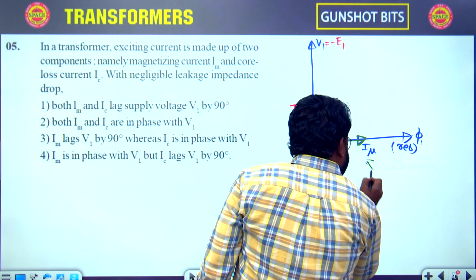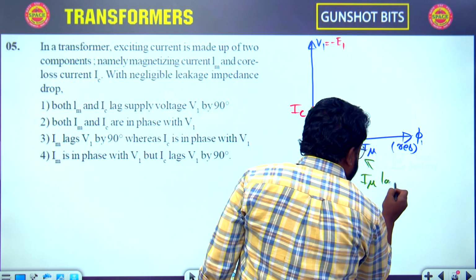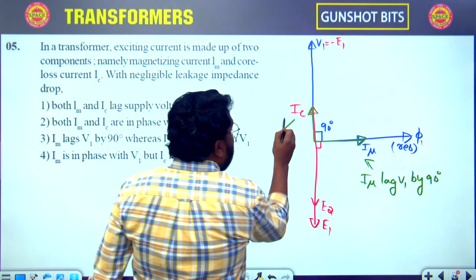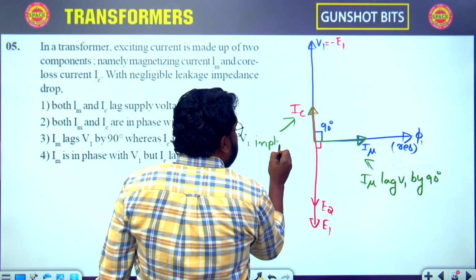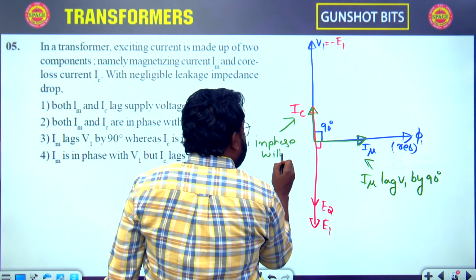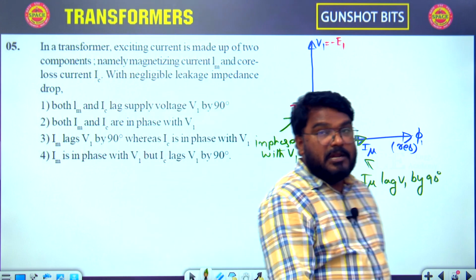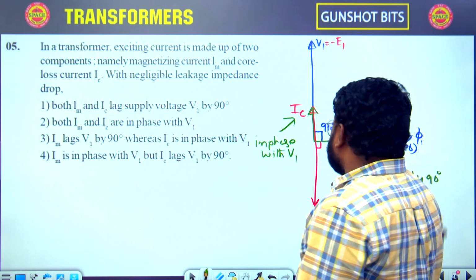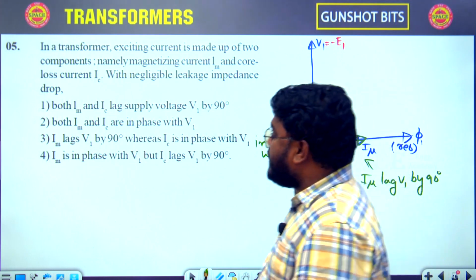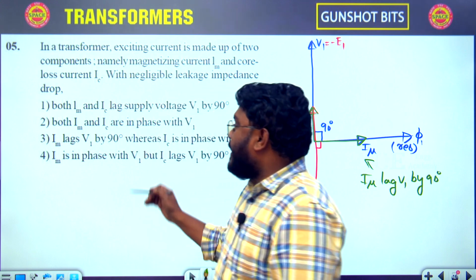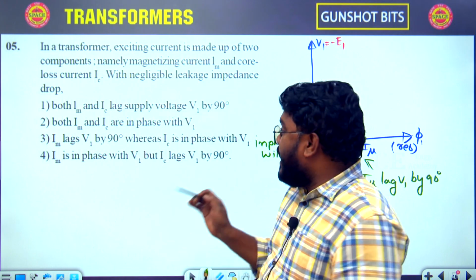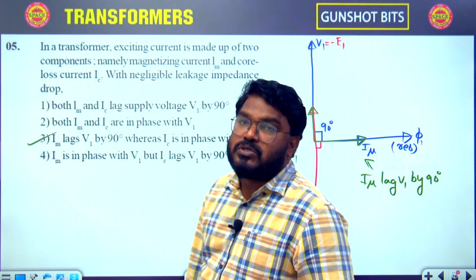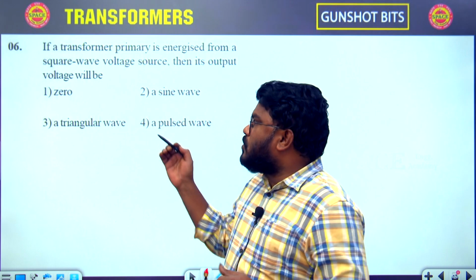Now this Im lags the applied voltage by 90 degrees. This Ic is in phase with the applied voltage V1. So Ic is in phase with the applied voltage V1, and the magnetizing current lags the applied voltage V1 by 90 degrees. See option number 3: Im lags V1 by 90 degrees, whereas Ic is in phase with V1. So option 3 is correct for this question. Okay, got it? Let us solve question number 6.